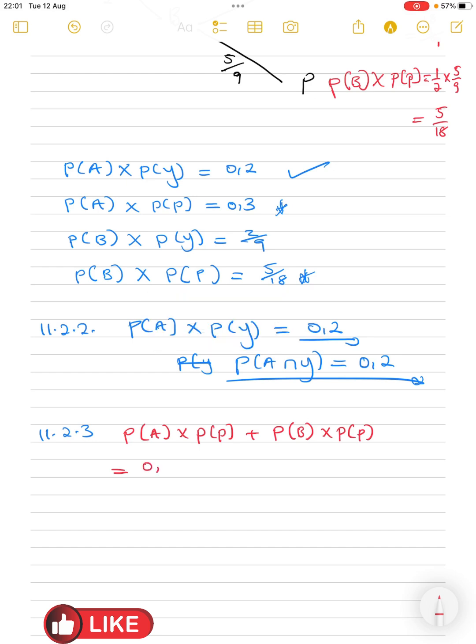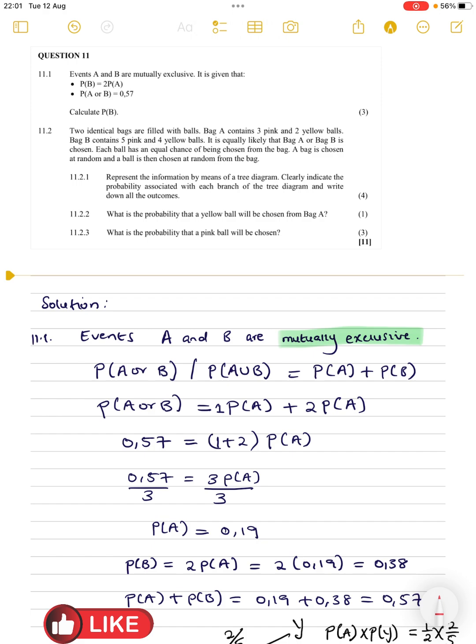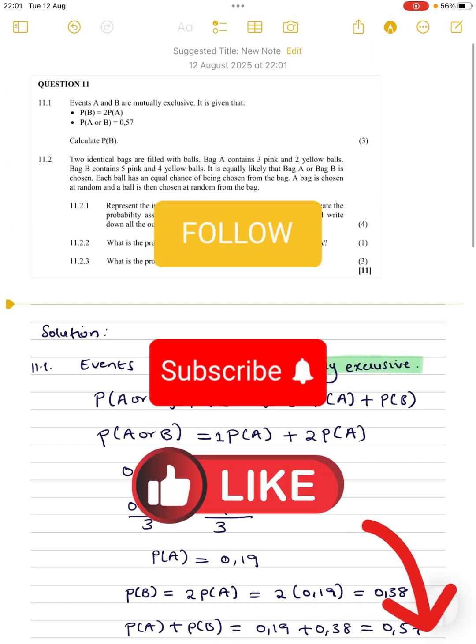From A it will be 0.3 plus, and from B it will be 5/18. So now if you add 0.3 plus 5/18, the result is 26/45. So yeah, I think I'm done with all the problem, or with answering all the questions that were related to question 11.